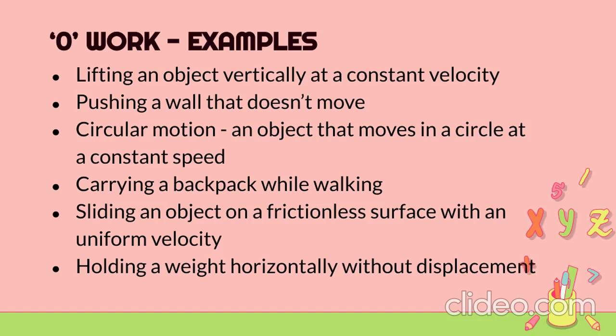If someone walks horizontally with a backpack on their back and does not change their vertical position, then the work done against gravity is 0. If an object is sliding along a frictionless surface and moves with a constant velocity, then the work done is 0. If you hold a weight at arm's length horizontally and don't move it, the gravitational force is acting downward with no vertical displacement. Hence, no work is done in this situation.